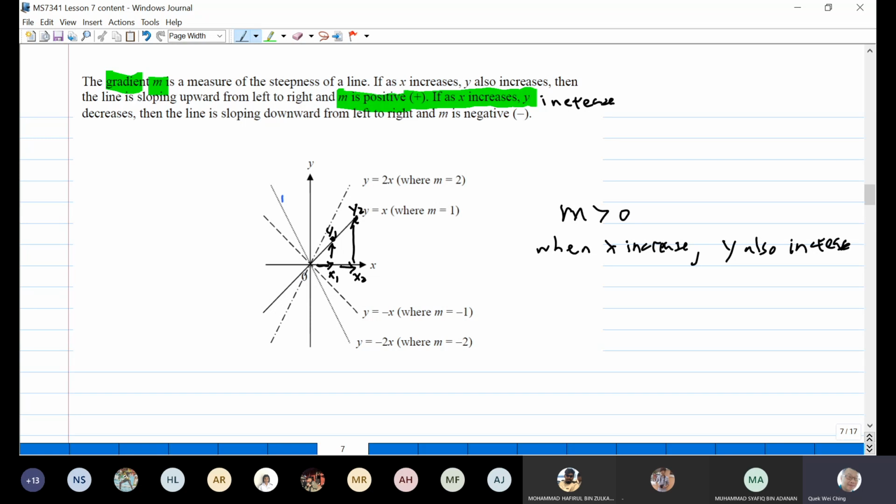Okay, you can see x2 is greater than x1 here. And you can see that y2 is greater than y1. Okay, this is the gradient. The bigger the gradient, the bigger the gap. This is for m positive. What happens if m is negative?